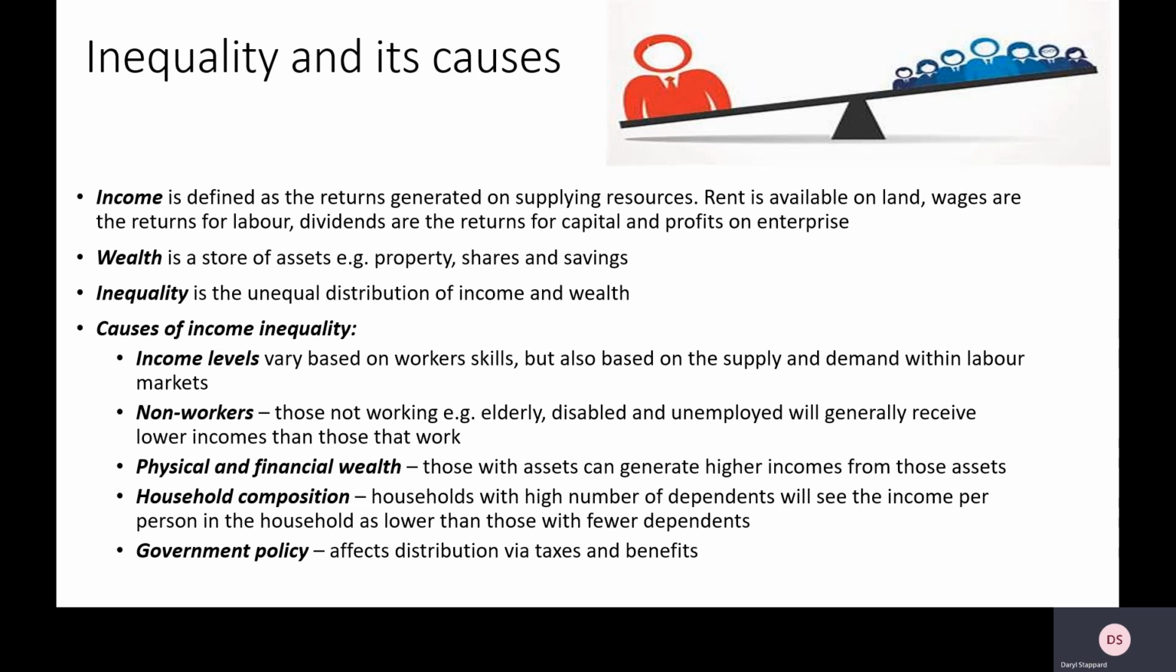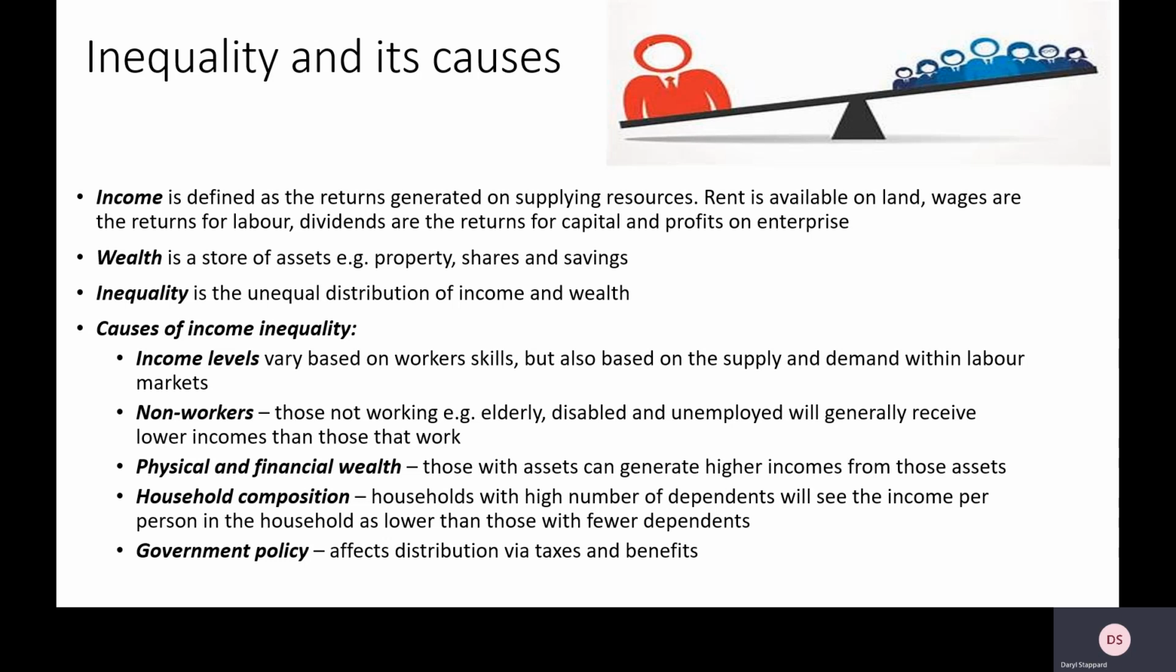Another one is just non-workers. So many people don't work. This could be the elderly, people who've retired and have not saved up sufficient pensions, the disabled or unable to work, people who are sick would fall into that category as well, and the unemployed. So clearly these people will not earn as much, generally anyway, than those that do work, and that can lead to inequality.